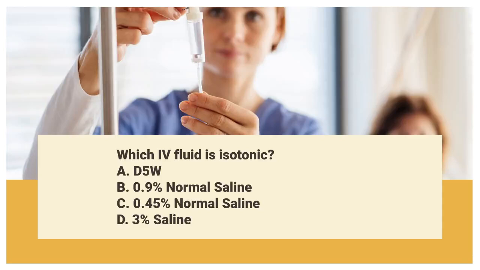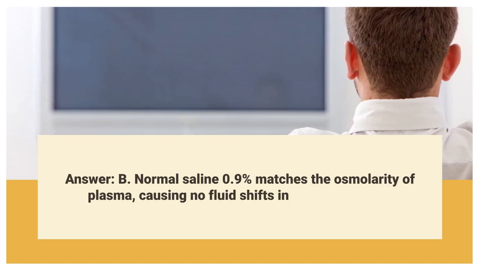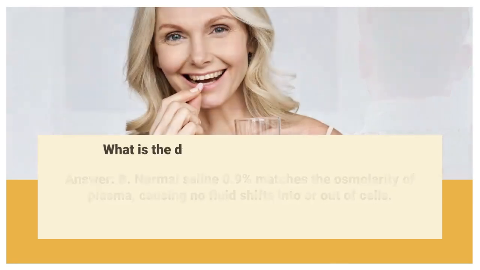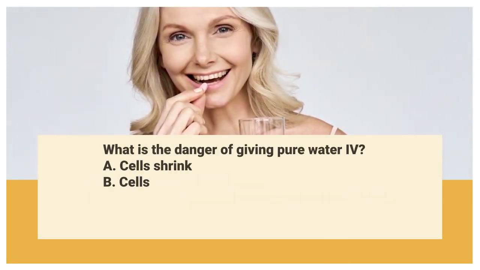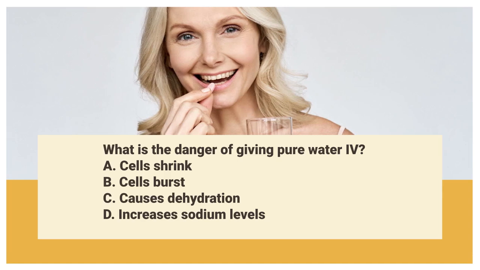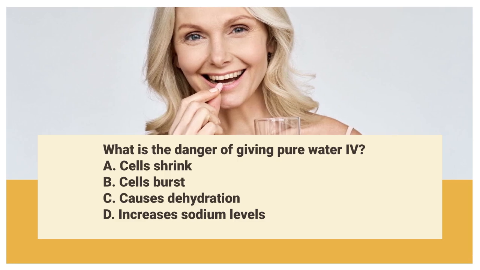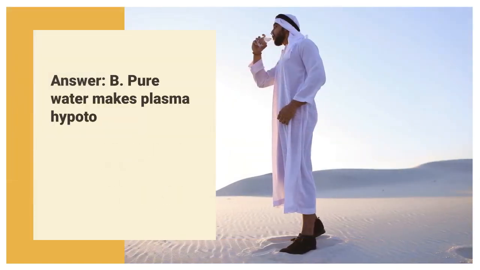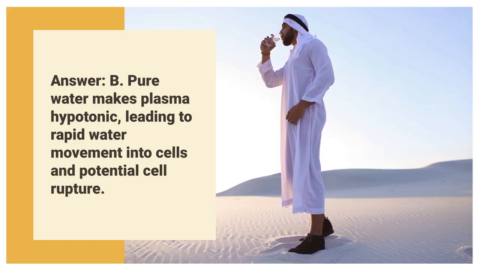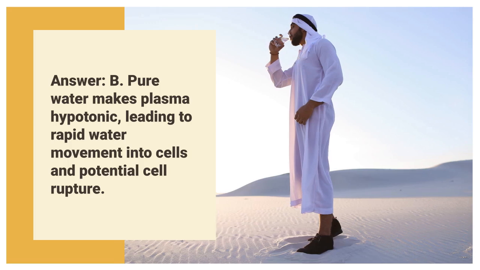The correct answer here is normal saline, 0.9. That matches the osmolarity of plasma and it causes no fluid shift into or out of cells. Next question. What is the danger of giving pure water IV? The cells shrink, the cells burst, it causes dehydration, or it increases sodium levels. The correct answer, B. Pure water makes plasma hypotonic, leading to rapid water movement into cells and potential cell rupture.